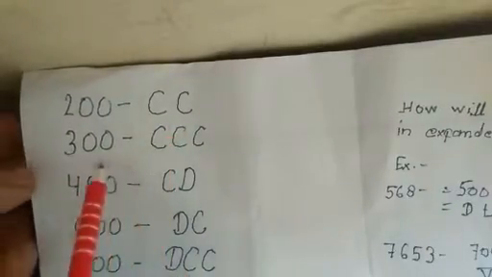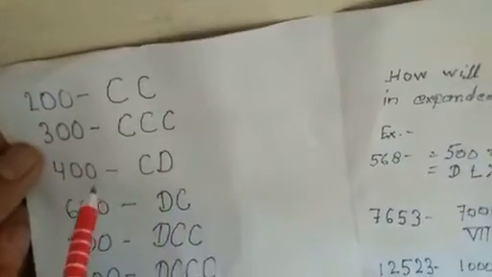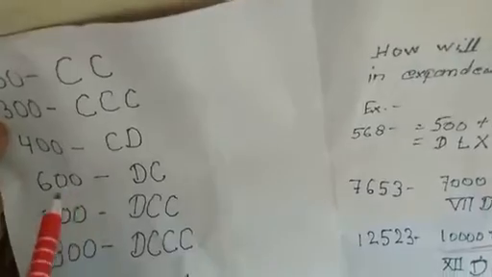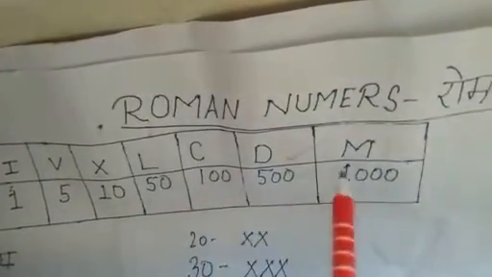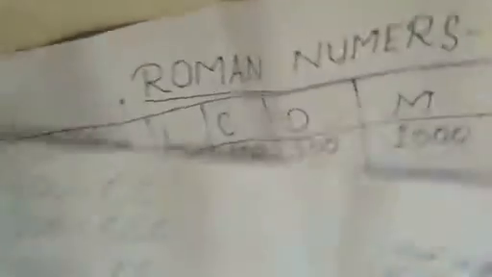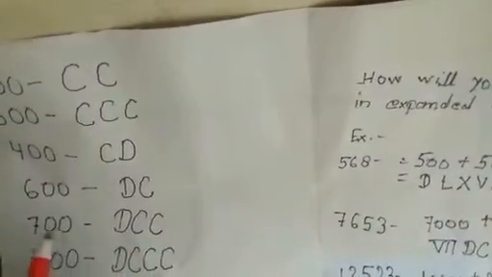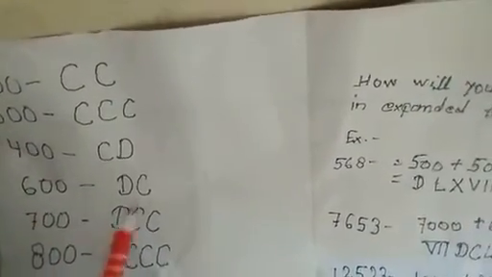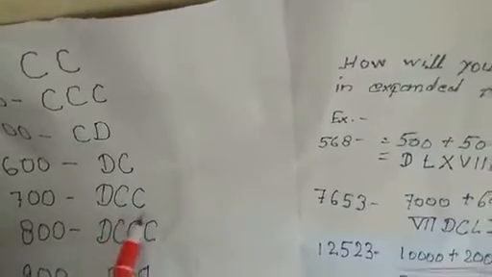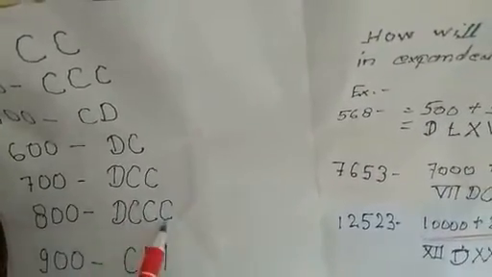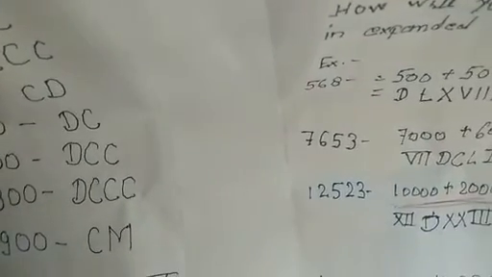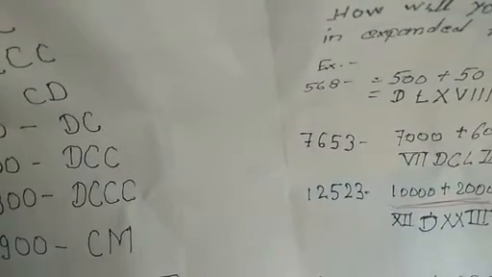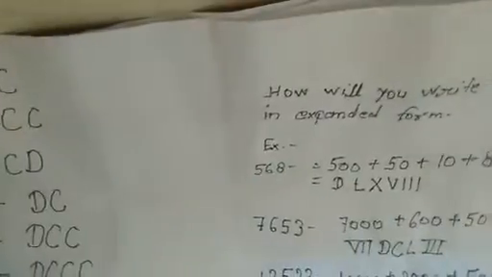200 double C, 300 triple C, 400 CD, and you see 500, Roman number of 500 D, 600 DC, 700 D double C, 800 D triple C, 900 CM, and 5000 bar V.